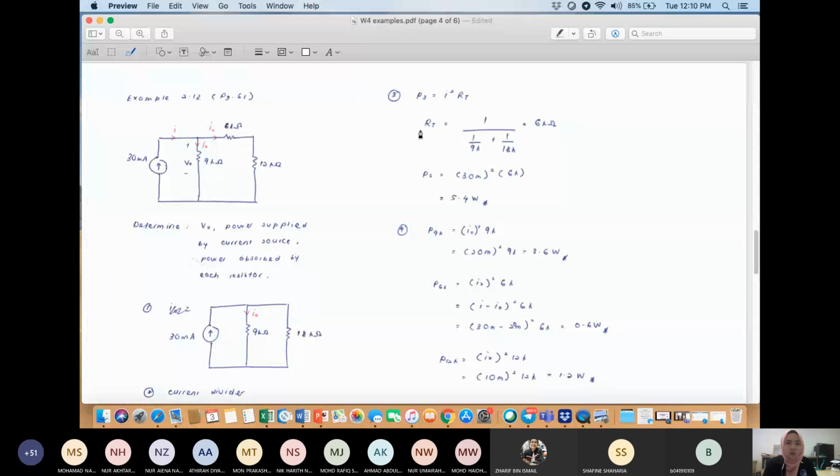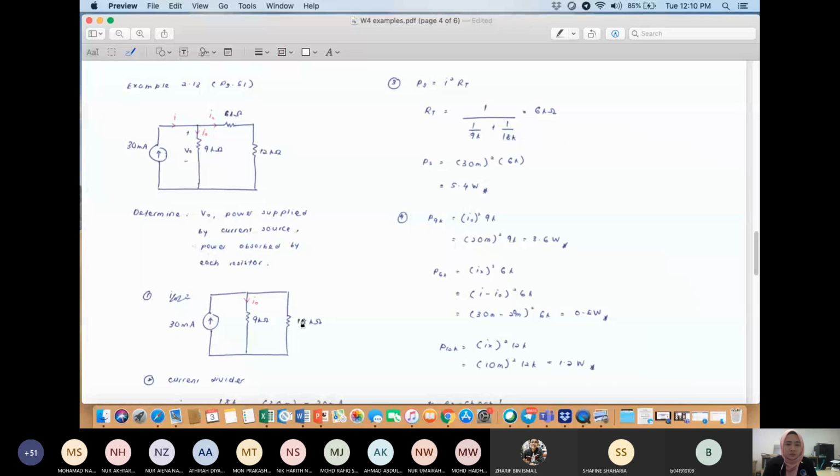So the R total is equal to this one. Oh, I forgot to tell you, this one I already simplified. 6K and 12K, that's why you get 18K over here. So to find R total, you know that 9K and 18K are in parallel. So 1 over (1 over 9K plus 1 over 18K), you will get 6 kilo ohm. Using this formula, PS is equal to I squared, which is 30 milli, multiplied by 6 kilo ohm, you will get 5.4 watt.